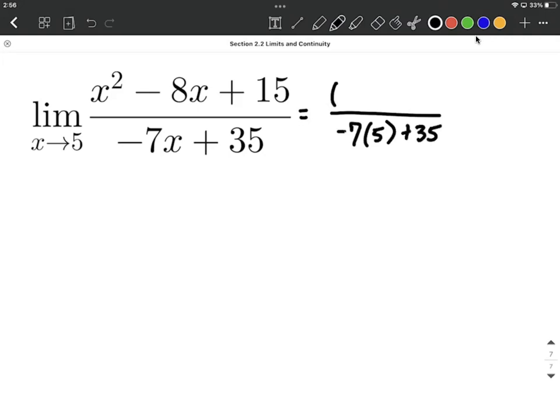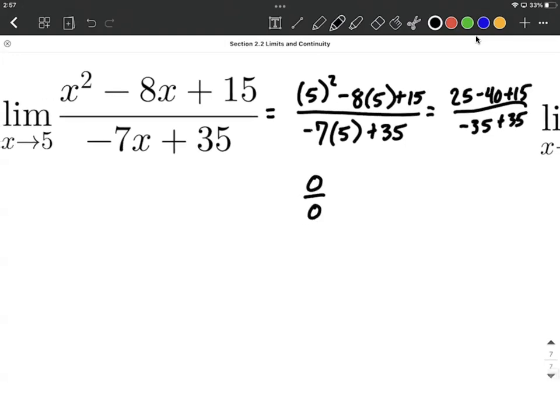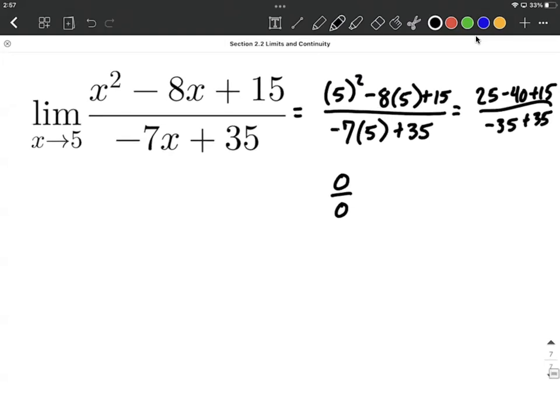A few different things could happen in this case. But let's take a look at this case. All right, so each one of the x's gets replaced with 5. Then we do a little bit of simplifying down. It looks to me like we're going to get 25 minus 40 plus 15 over negative 35 plus 35. So in this case, it'll work out to be 0 over 0. Well, that actually is helpful. We can't say it does not exist because both the numerator and denominator equaled 0.